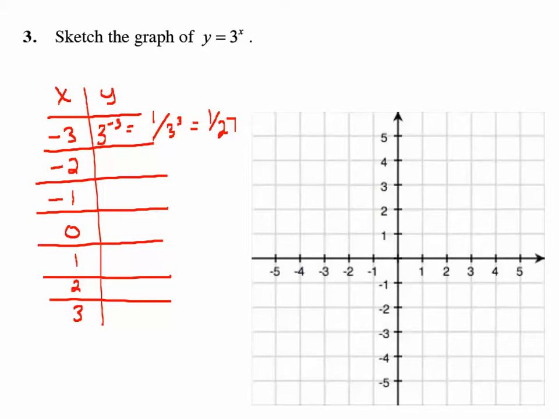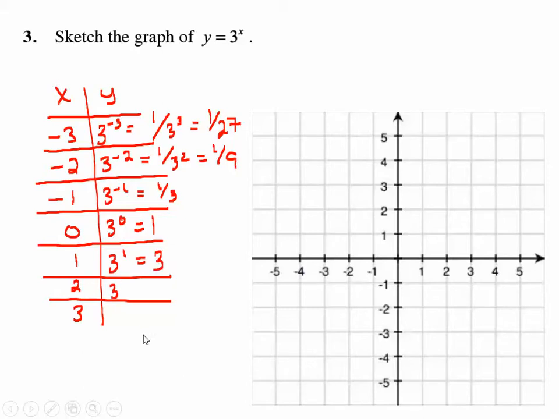3 to the negative 2 means 3 goes on the bottom, so 1 over 3 squared. What is 1 over 3 squared? 1/9 is good. 3 to the negative 1 is 1/3. 3 to the 0, everybody says 1. 3 to the 1 power is 3. 3 squared is 9, and 3 cubed is 27. Notice some of these don't fit on the graph, but I wanted to give you a lot of points so we see exactly what this graph looks like.